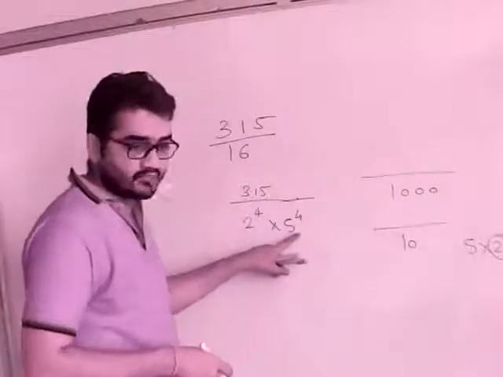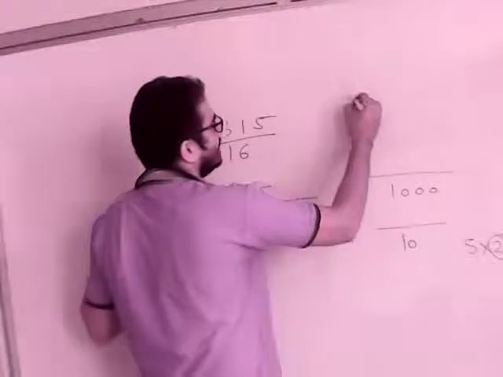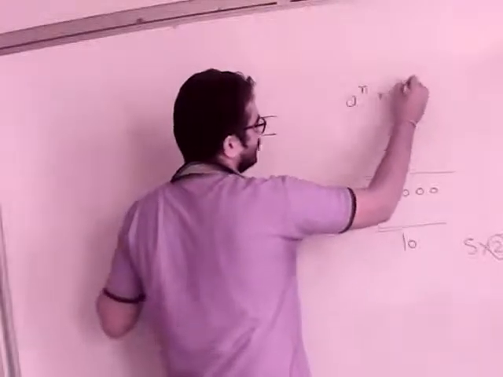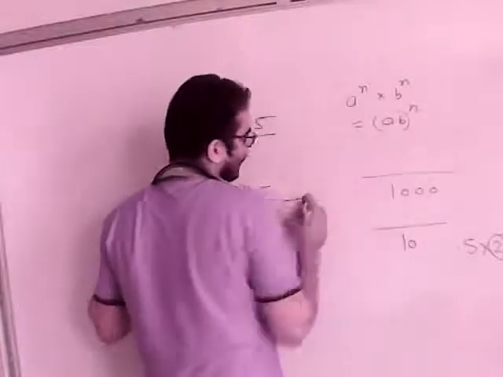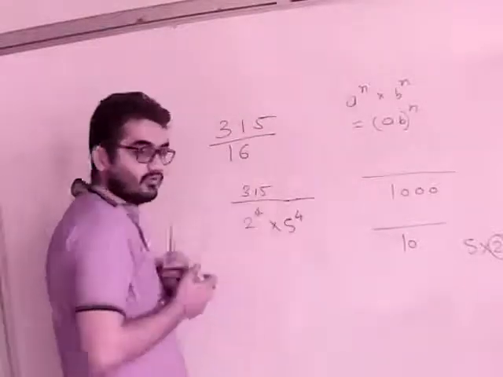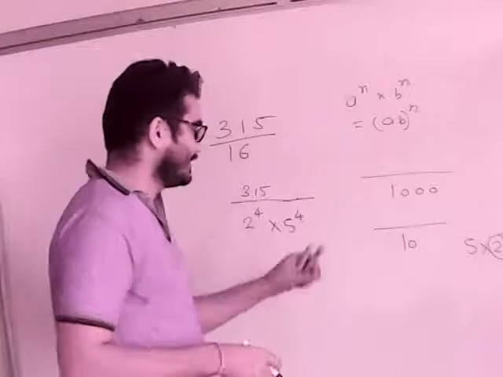अगर मैंने यहाँ पे 5 raised to 4 किया, तो we know the formula a raised to n into b raised to n is equal to what? ab raised to n. Means 2 5s are 10, 10 raised to 4 will be there. 2 5s are 10, 10 raised to 4.